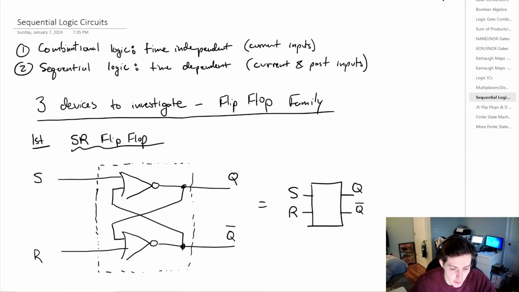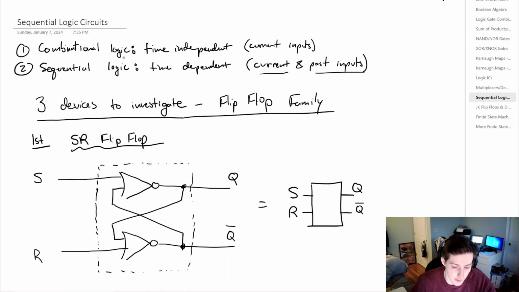In this course, everything that we've done so far is relating to combinational logic, where we have time-independent functions that are only concerned with the current inputs. Now we're moving into sequential logic, where inversely we have time-dependent circuits, and those circuits are concerned with the current inputs along with the past inputs. So there's 3 devices that we're going to investigate in this video and the next video.